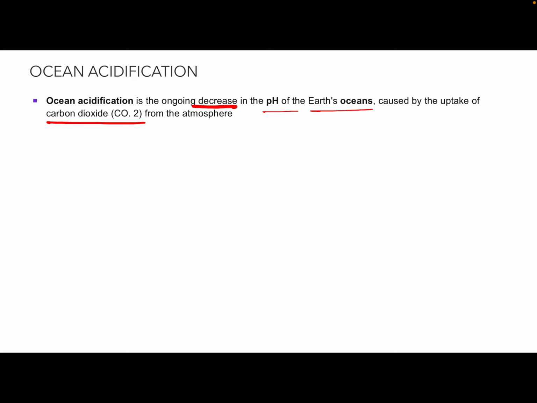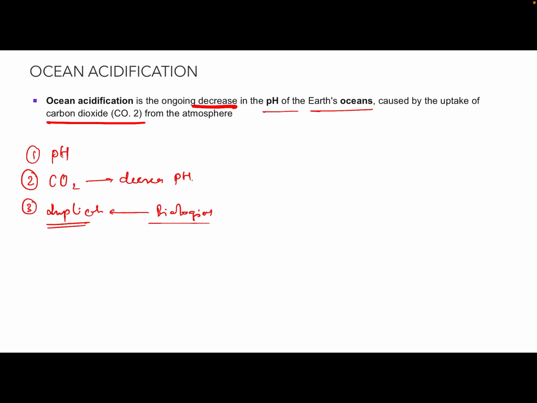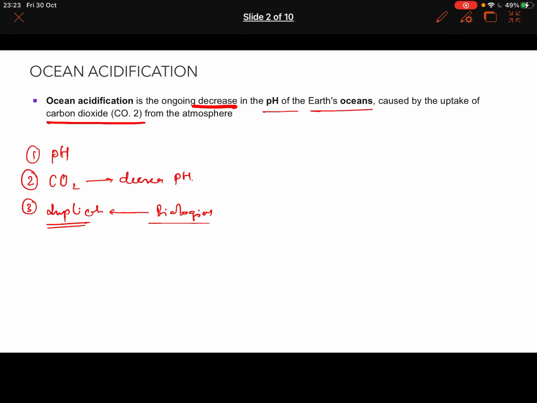We will first understand what this pH is, then we will see how carbon dioxide is leading to decrease in pH, and finally we will see what the implication of all this is. Though the process is fairly chemical in nature, its impact is biological. So finally we will see what is happening because of that.